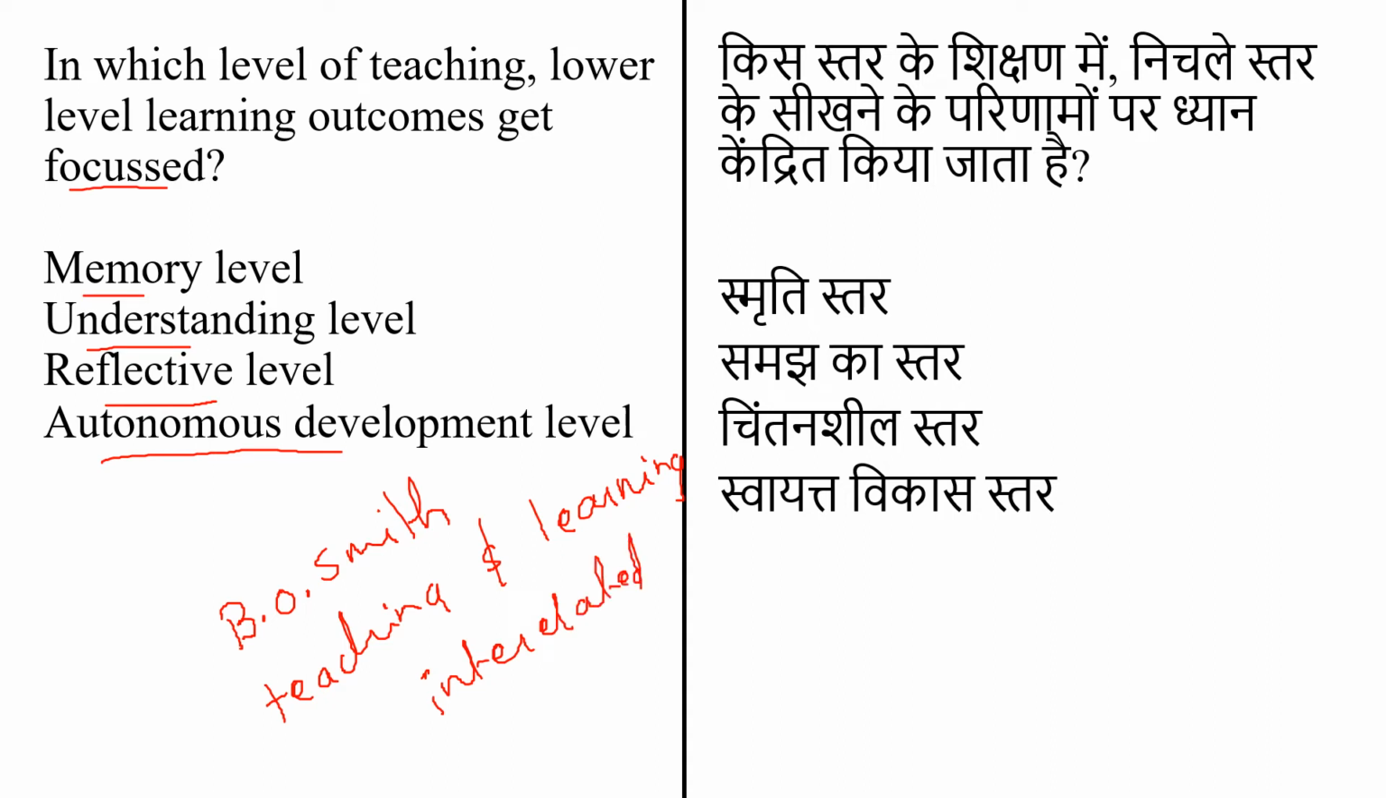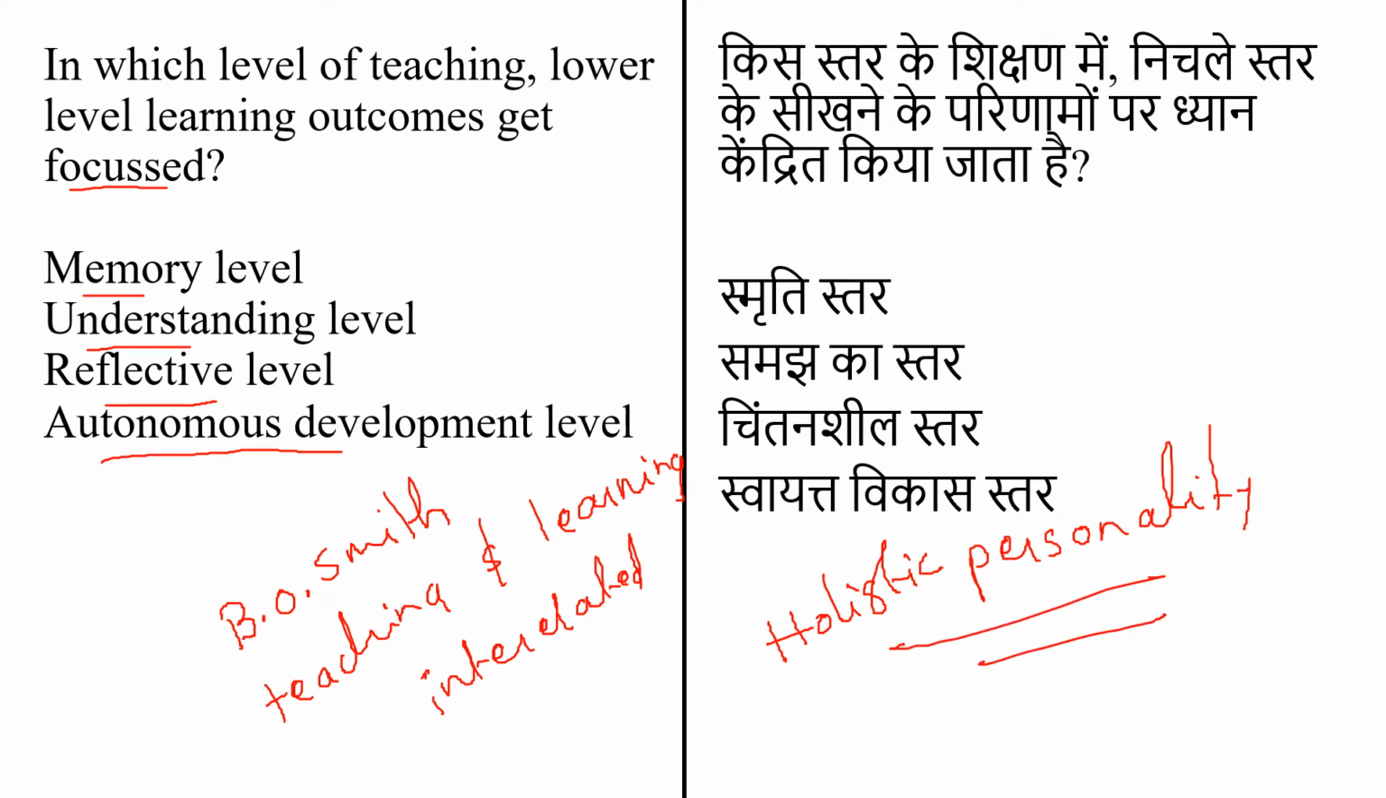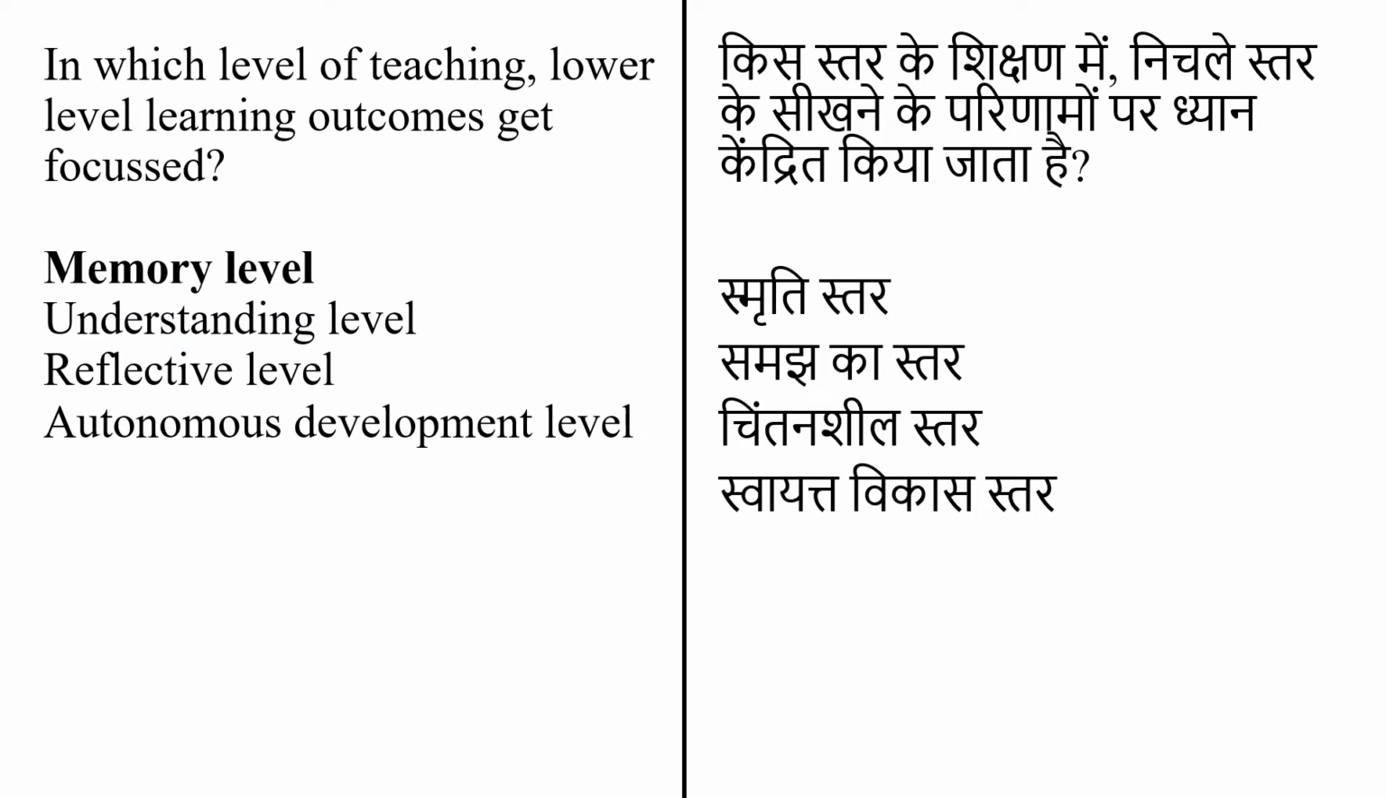Holistic personality development is the final goal of teaching and learning. So what is the goal of teaching and learning? This can be the question. So the answer will be holistic personality. So here the correct answer is option number A. That is, in the memory level of teaching, the lower level learning outcome gets more focus.